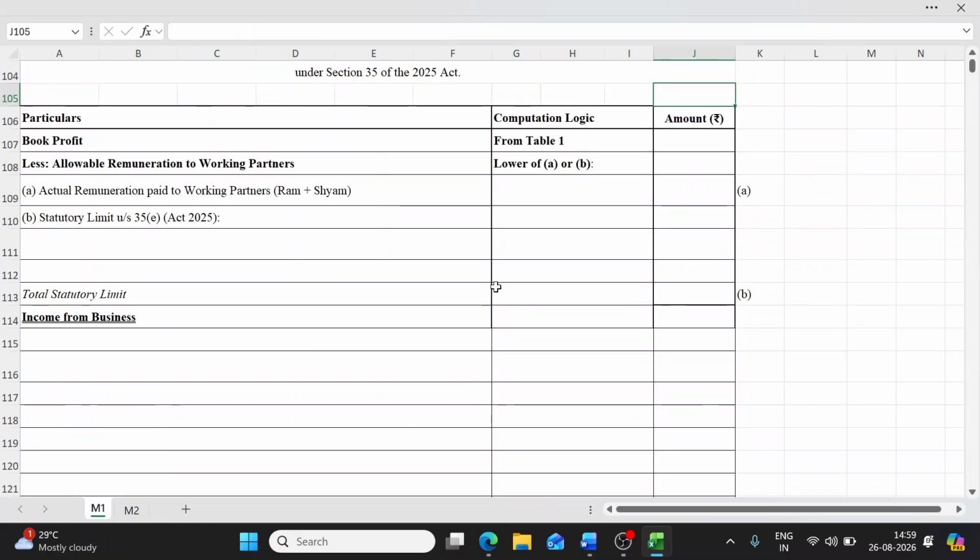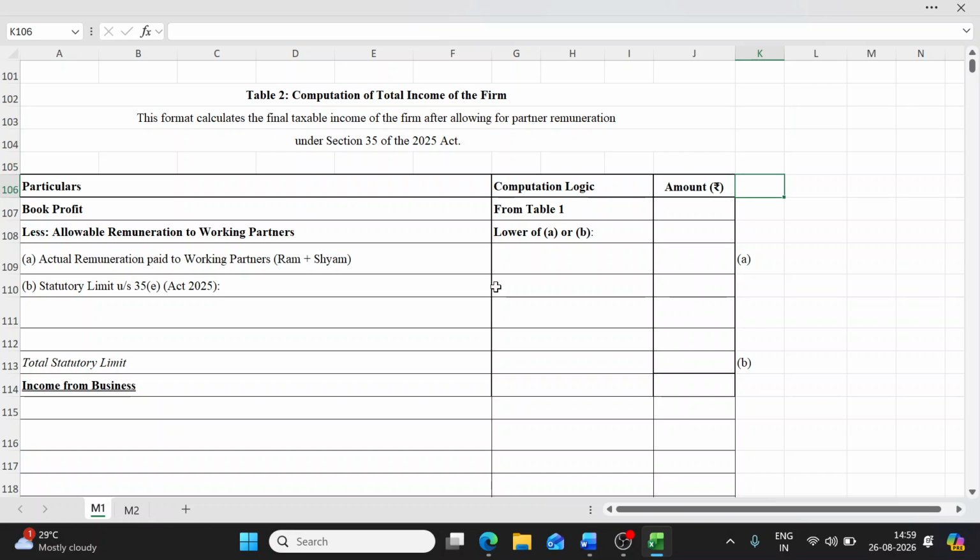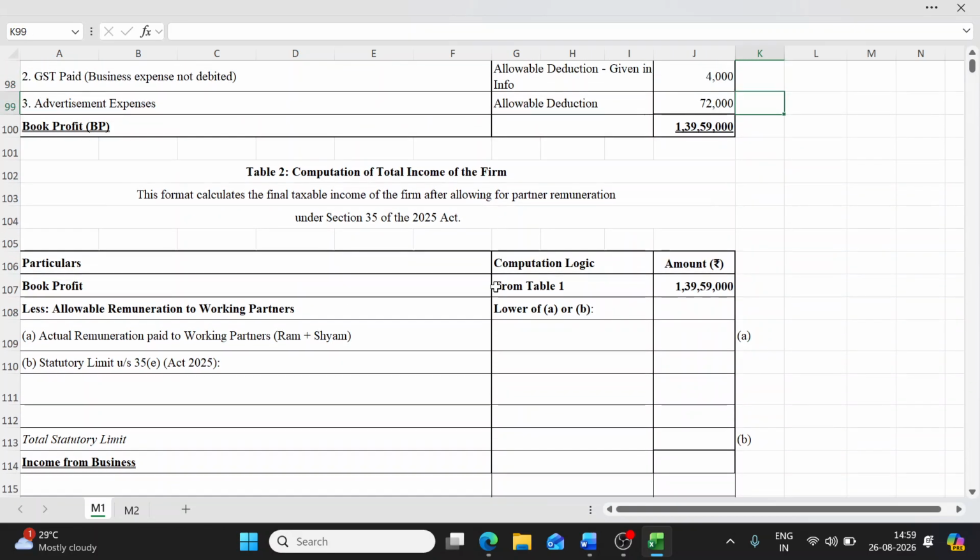But as decided, first we will find out the income from the partnership business. Now, how to calculate it? Very simple. First, in this table, mention the book profit in the third column of amount. As we already calculated the book profit in table 1, just get that figure and mention it here in the third column next to book profit. And now this column is important, computation logic. So give your attention to this column.